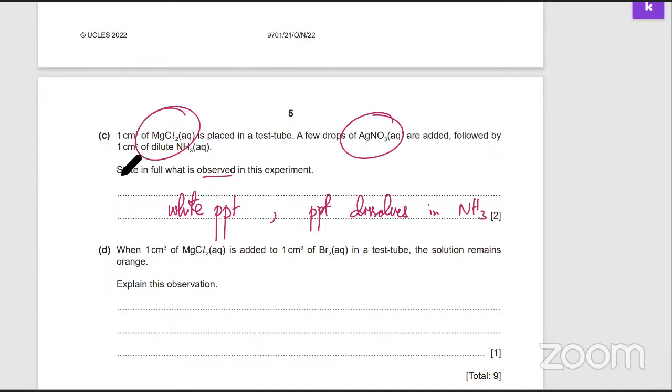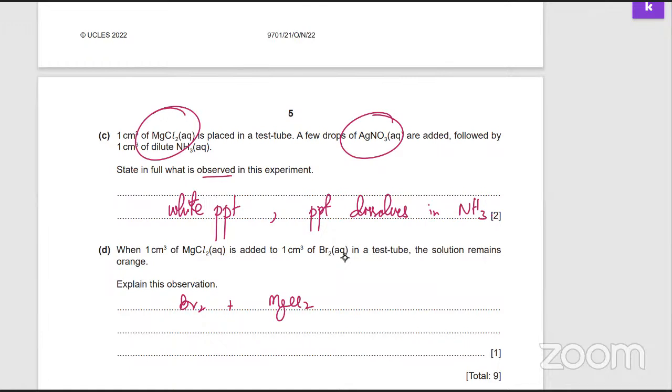ये थोड़ा सा ना याद रखना कि what do these things mean, ठीक है? State means you just write what you just state, no explanation, ठीक है? यहाँ पे अब explain आ रहा है ना, so now you have to go into detail. Now you have to like fully explain everything. So MgCl2 is added to Br2. So what's going to happen? So it's going to displace it. Why would it displace it? So more reactive displace कर देता है.